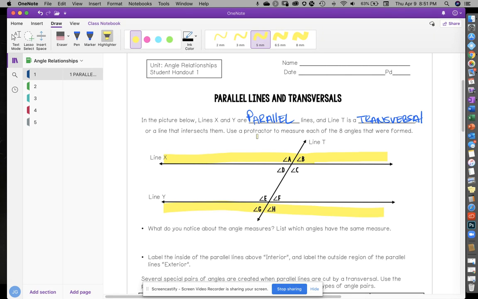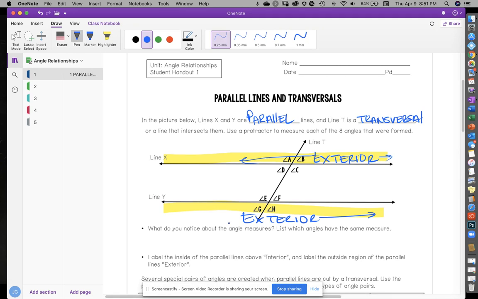Whenever you have this transversal line, you create a sandwich. This is the bread, this is the middle, this is the bottom piece of bread. The breads are called your exteriors. So these are exterior angles, and so is this side as well. It goes for the whole top. And this one here is also exterior. So these are referred to as exterior angles.